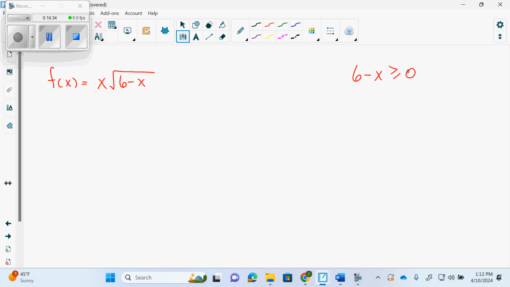Now you can do this one of two ways. You can move the 6 and then divide by -1, but then you're going to be dividing by a negative, and you have to remember to flip your inequality sign, because that's what happens. The only difference between solving with an equal sign and solving an inequality is if you divide by a negative, the inequality sign flips. That's it, right? So you can do that and then hope you remember to flip it, or you can do this.